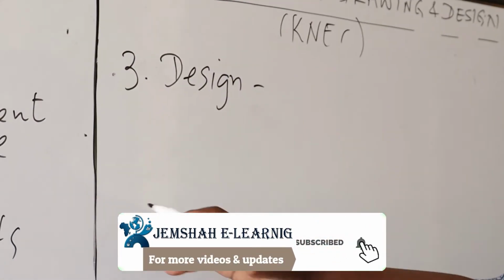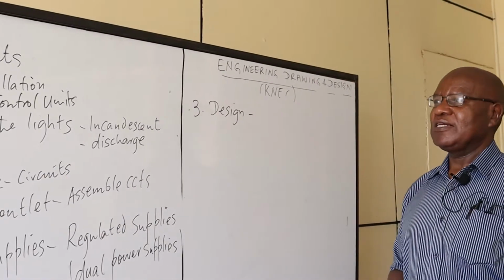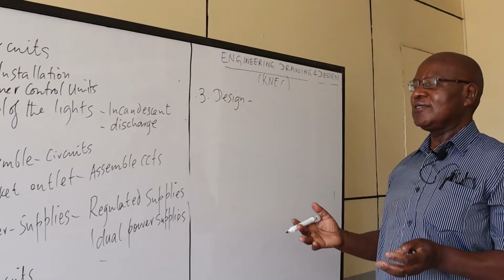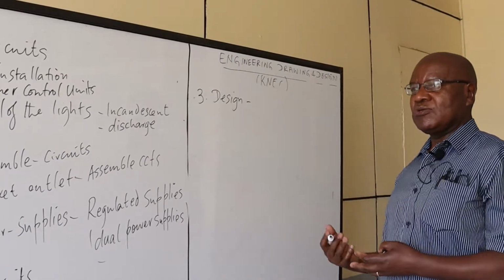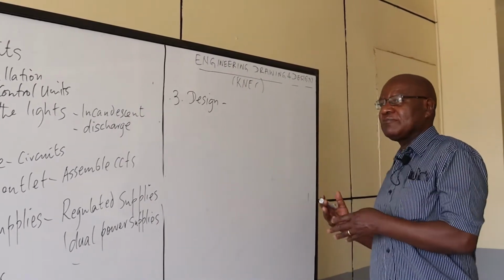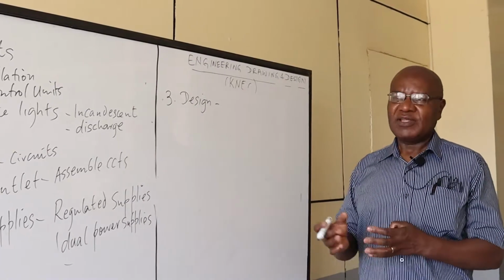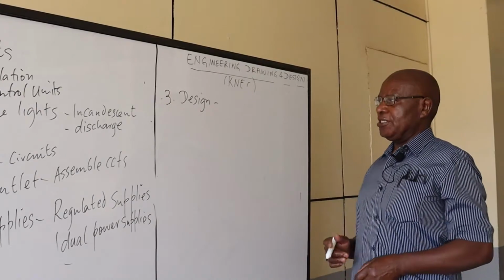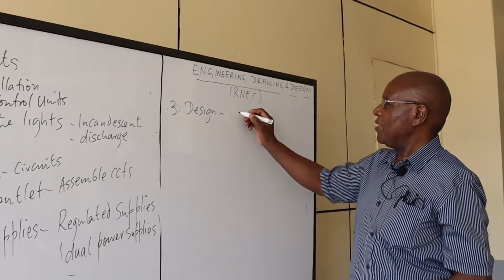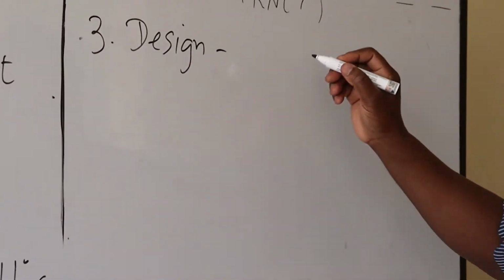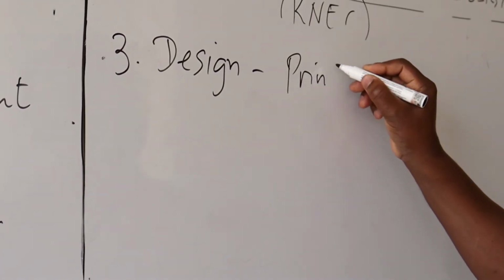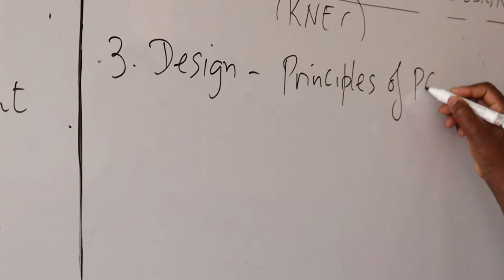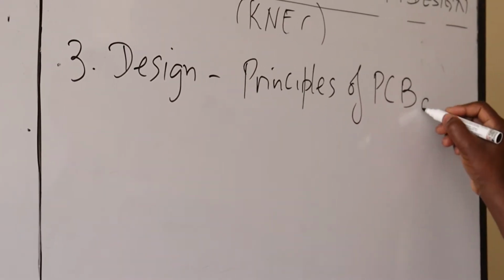Now, the circuits you'll be doing, you should be able to come up with a design. In the lighting circuits, which are domestic, normally when you have a client, the client will describe to you what he wants, and then it's for you to come up with a circuit. Similarly, for the electronic circuits, what you have, maybe you need to assemble it. So in the design bit, we shall be doing what we call the principles of PCB design.